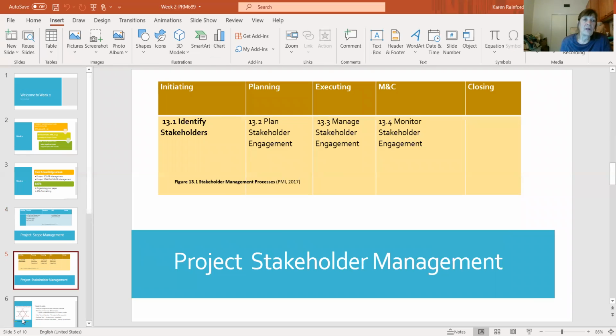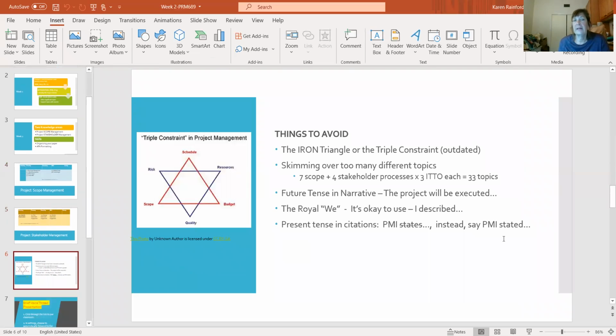So the next thing I'd like to talk about quickly are things to avoid. One of the pieces that has been a part of PMI forever. Everybody's talked about the iron triangle or the triple constraint. And there are many, many sources out there that will say that that's an outdated concept because if all you're worried about is scope, budget, and schedule, that means that you're not managing risk and quality and resources.